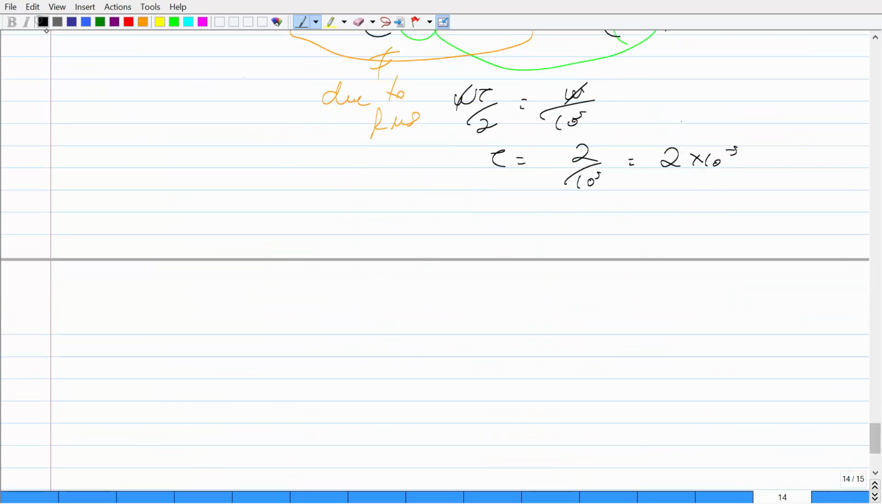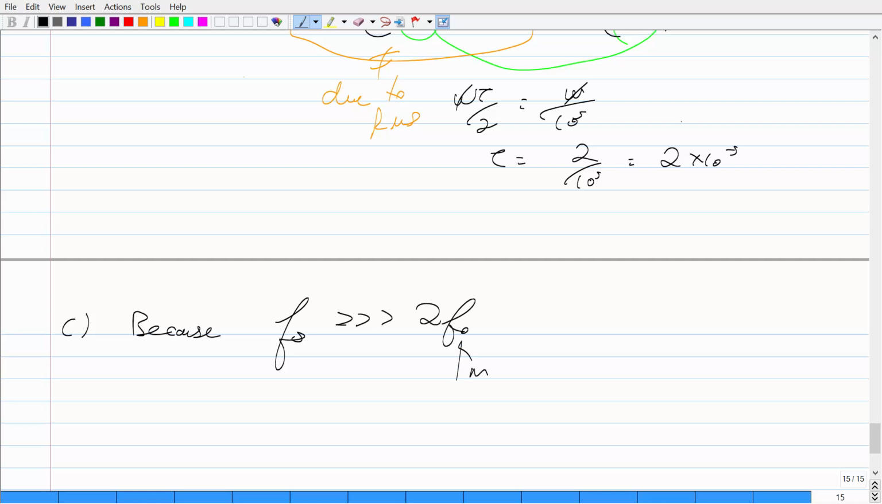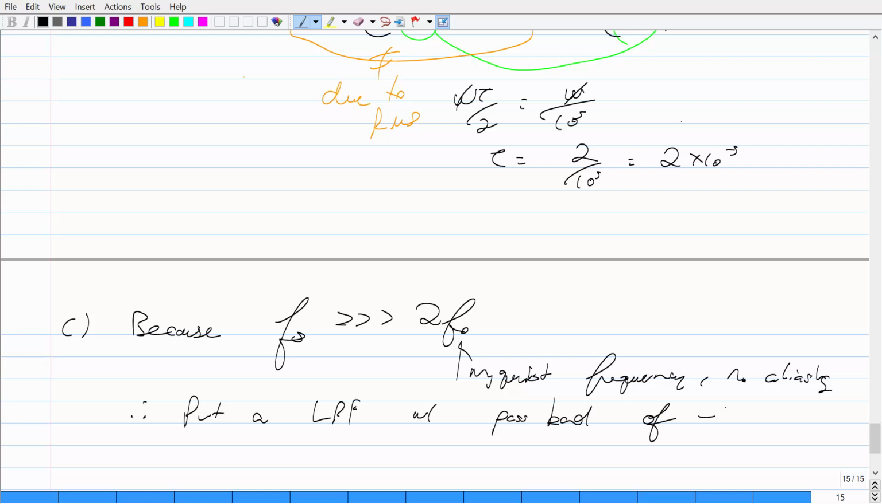So C, because f_s is larger than twice the fundamental frequency, this is above the Nyquist frequency, so no aliasing. Therefore, put a low-pass filter with a passband of minus 2 to 2 kilohertz. And that's it. Done. That's all I have for you today.